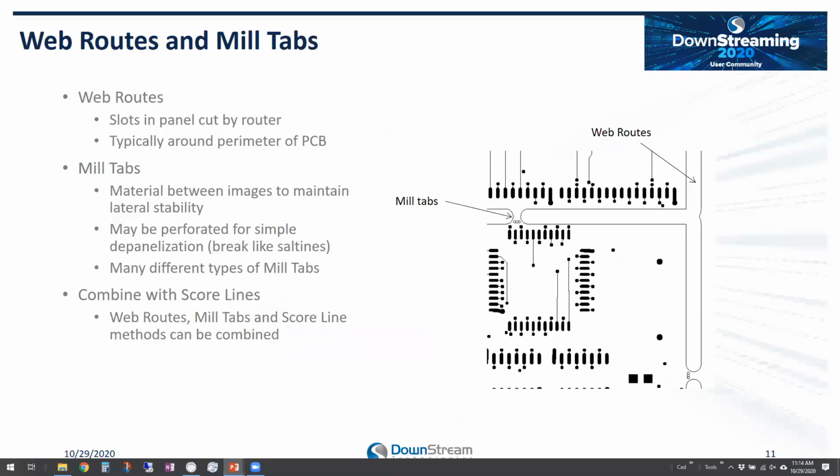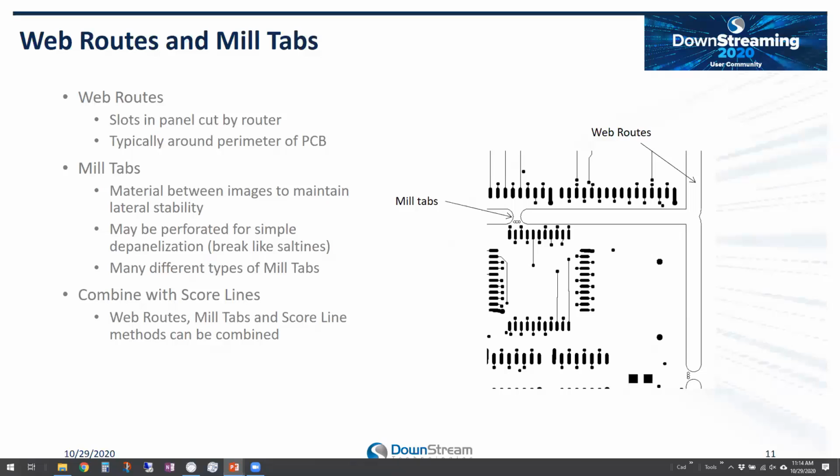Different ways of doing the panel. Web routes with mill tabs. A web route is just that: a slot that's cut by a mill tool. It's usually around the perimeter of the PCB. Mill tabs are added to give rigidity and connect it to the panel, and then later on, those are broken out. Now, there's various types of mill tabs, and in our tool, we do give you the ability to create pretty much any shape of a mill tab.